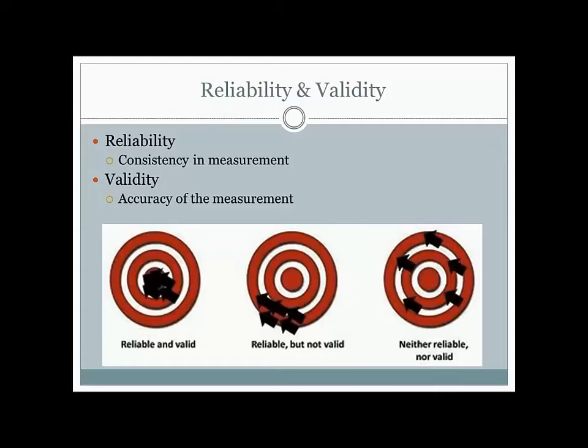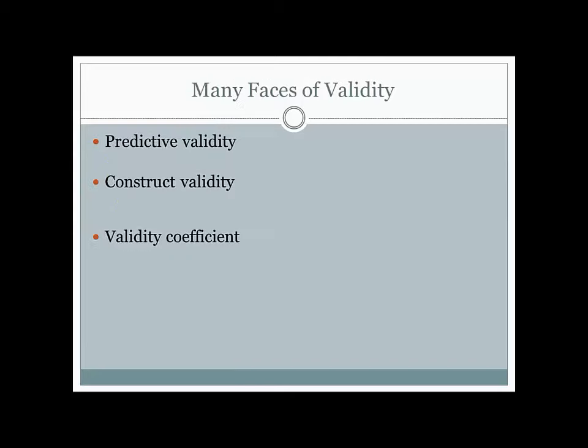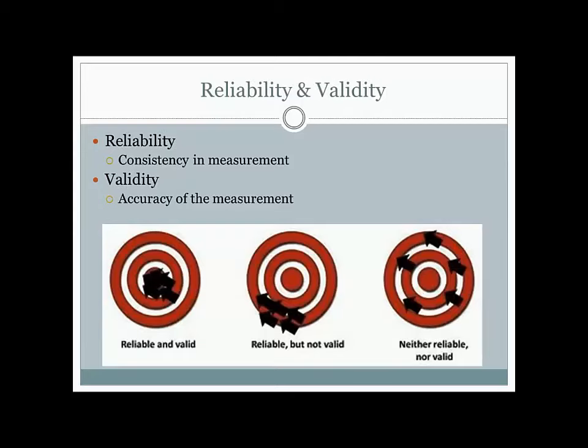Now, reliability is fairly easy for us to assess. We can just give tests over again. We can have different people take the same test. Figuring out the validity of a measurement tool, however, takes a little more doing. It's a little more complicated because we don't know the true latent value. If we did, we wouldn't have to measure it. So how we assess validity needs a little more explanation.